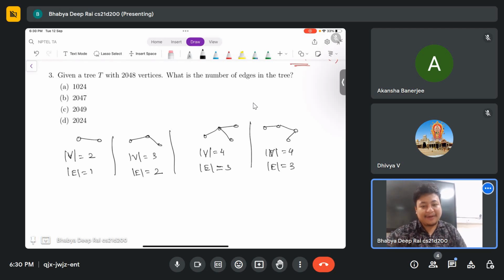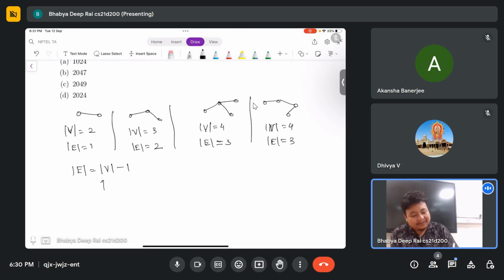Oh, and so it happens that experimentally I'm getting that the number of edges is 1 less than the number of vertices, v minus 1. And this is not a coincidence, this happens to be true for all trees. I think this was done in the lectures, so I'm not going to do the proof for it. But it is not very difficult to prove also. It needs some kind of inductive reasoning.